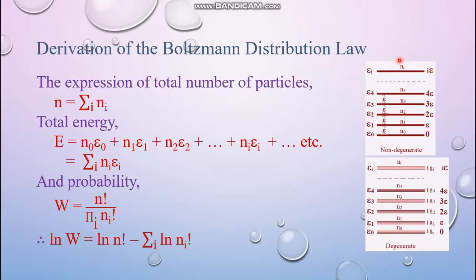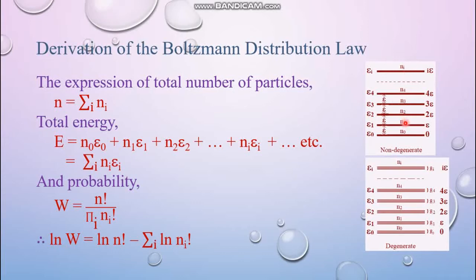And the overall n number of particles are distributed in all these quantized energy levels, such as the ground state is occupied by n0 number of particles. These particles are classical particles or molecules. The first excited state is occupied by n1 number of molecules or particles. This way, the ith excited state is occupied by ni number of particles.